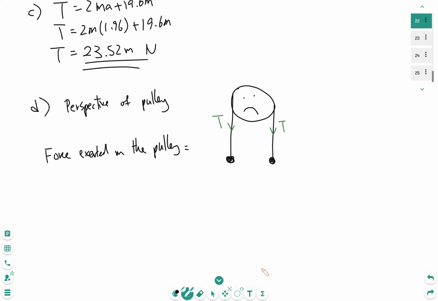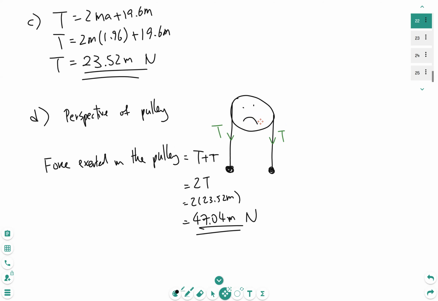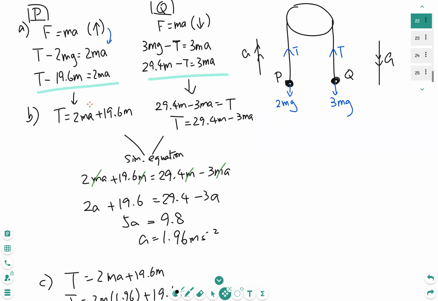equals, you can see it's basically T plus T because they're both pointing downwards. So that is 2T, which is 2 times 23.52 m, which is 47.04 m Newtons. That means the pulley has to withstand 47.04 m Newtons of force being dragged down. So the force exerted on the pulley is just 2T, because these just drag it down. So T plus T.